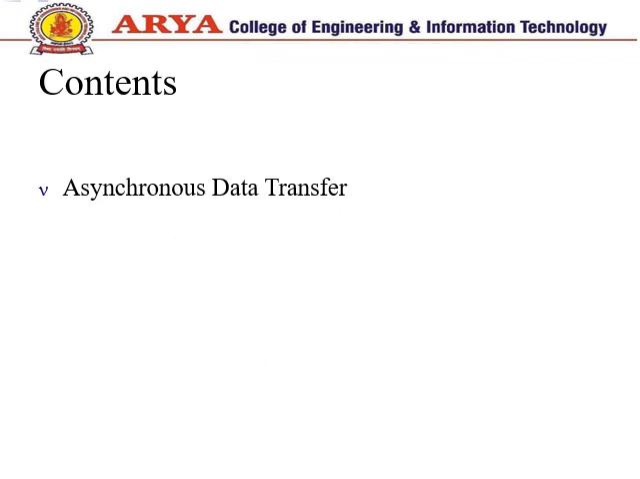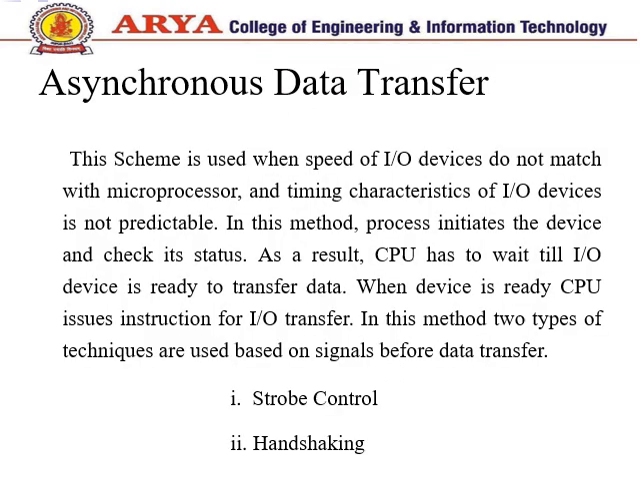Content: Asynchronous Data Transfer. What is asynchronous data transfer? This scheme is used when the speed of the input-output device does not match the microprocessor, and the timing characteristics of the input-output device are not predictable. In this method, the process initiates the device and checks its status. As a result, the CPU has to wait till the input-output device is ready to transfer data. When the device is ready, the CPU issues an instruction for input-output transfer.